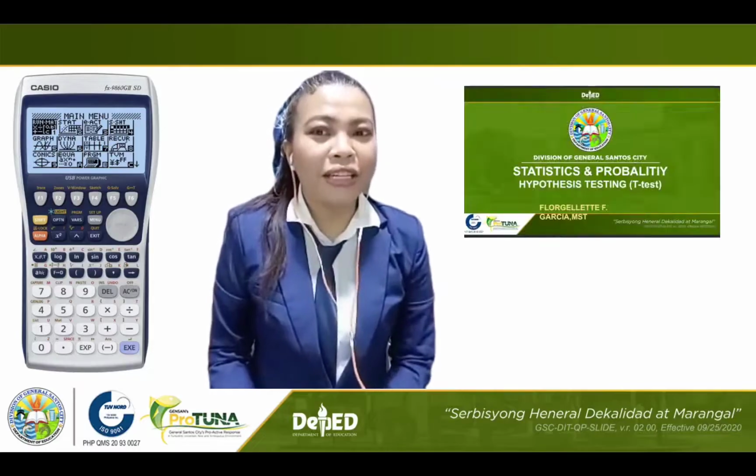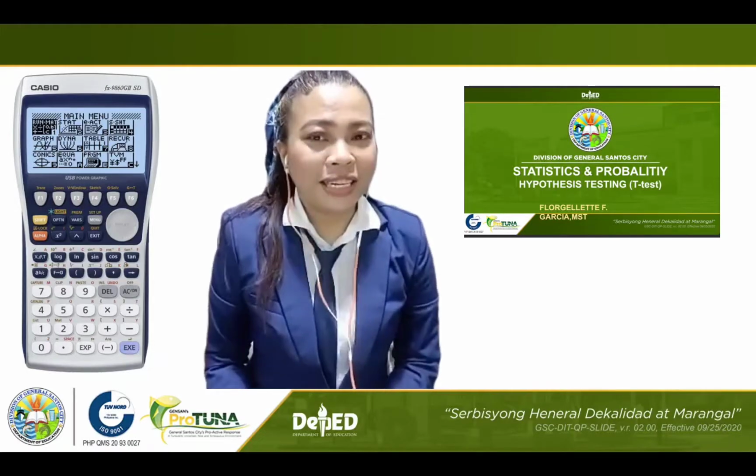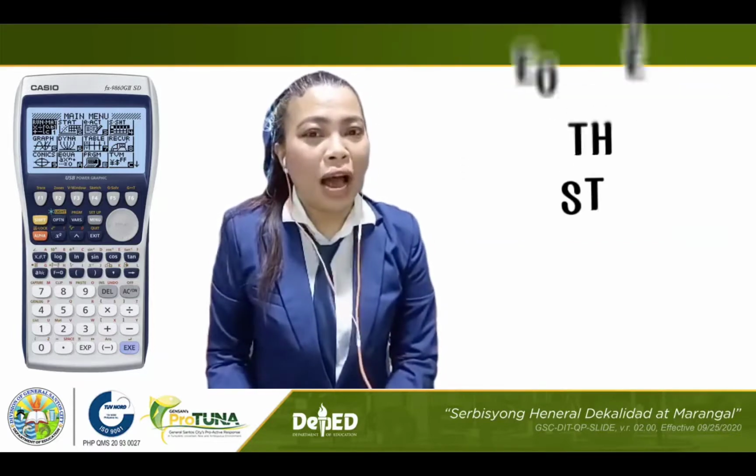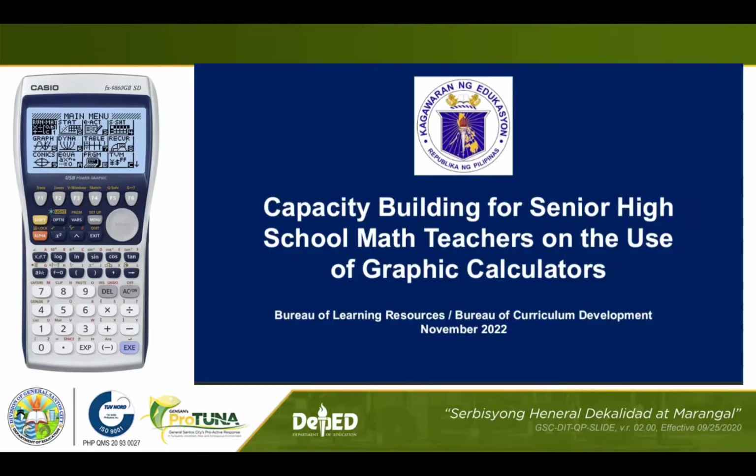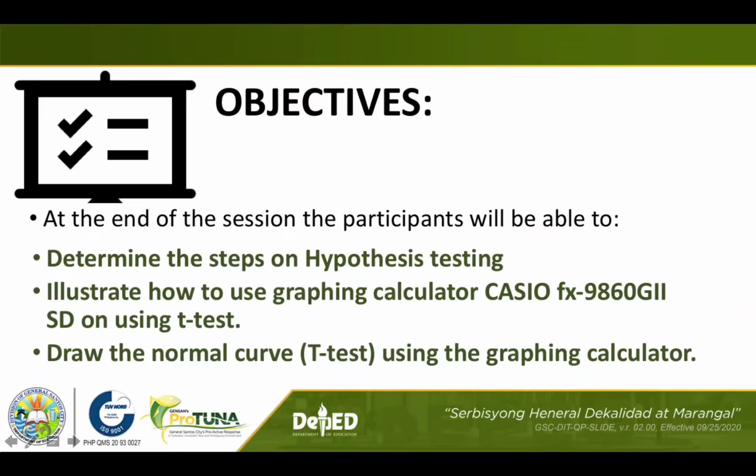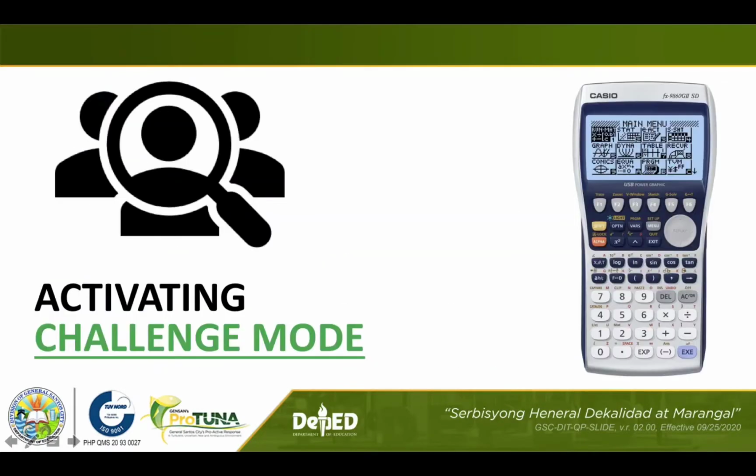Today, we are going to learn how to use the graphing calculator for the content of statistics and probability. Specifically, I am assigned to discuss hypothesis testing. Here are the objectives. At the end of the session, the participants will be able to determine the steps in hypothesis testing, illustrate how to use the graphing calculator, and draw the normal curve using the graphing calculator. Now everyone, grab your graphing calculator and let's begin.